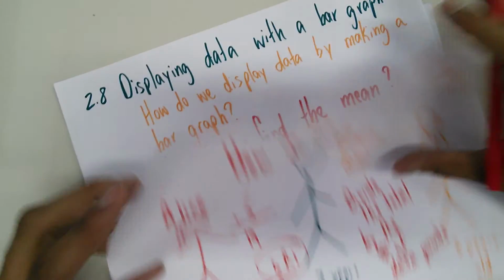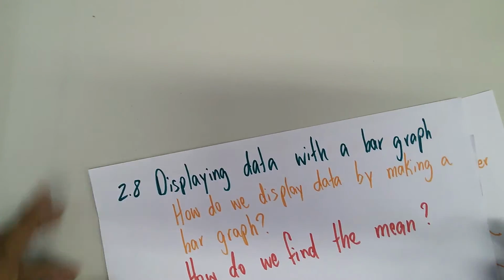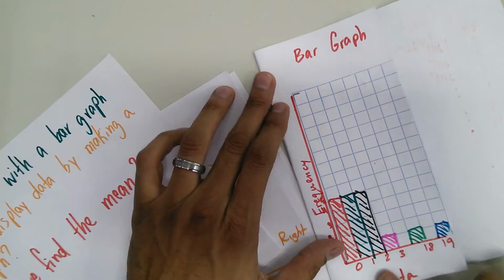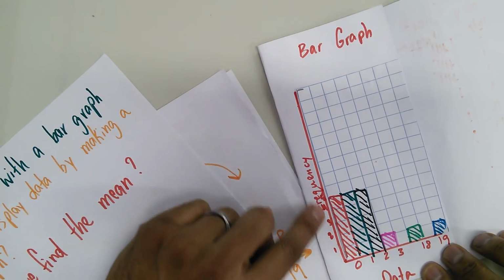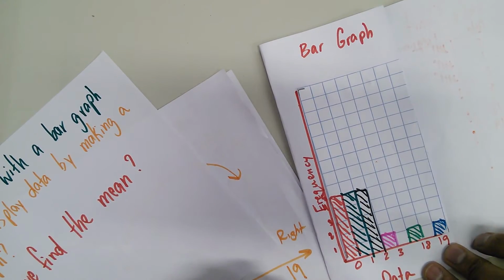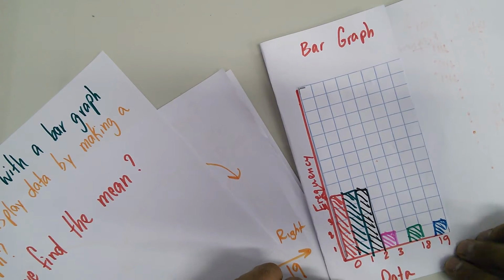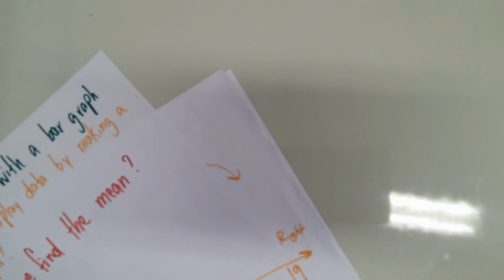Okay, so to summarize today's lesson, 2.8, how do we display data by making a bar graph? Well, you put your data on the bottom and the frequency, you count it on this side, and then you can see which number comes up the most. You can find your mode, okay? And you can compare too.